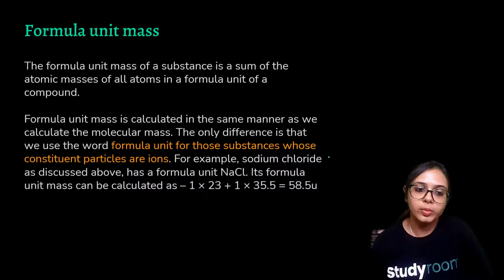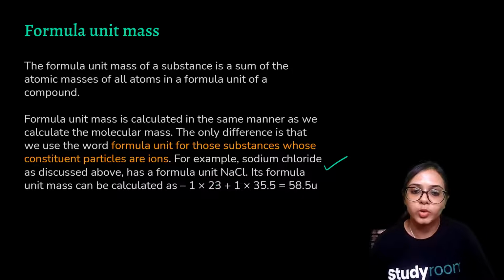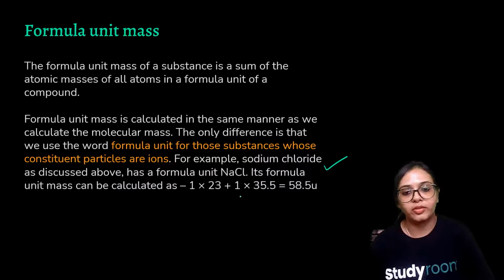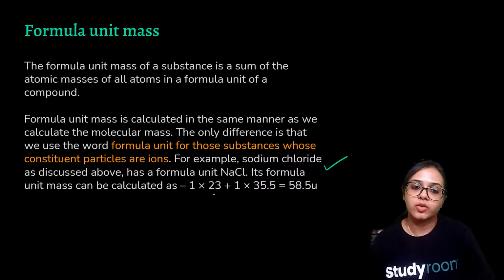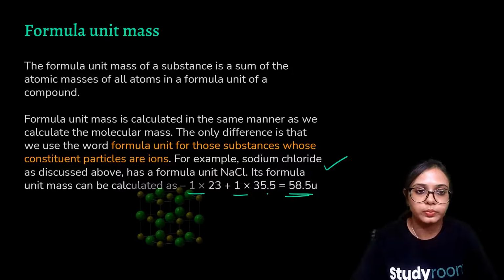For example, sodium chloride, since it is the combination of the sodium cation and the chloride anion, its formula unit mass can be calculated as 1 into 23 plus 1 into 35.5, since there is only 1 atom of sodium and only 1 atom of chlorine. As a result, we get 58.5 U.